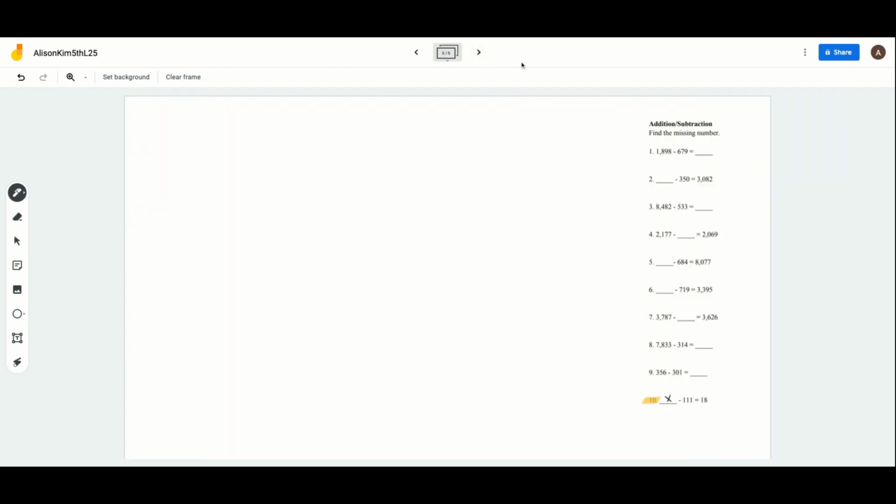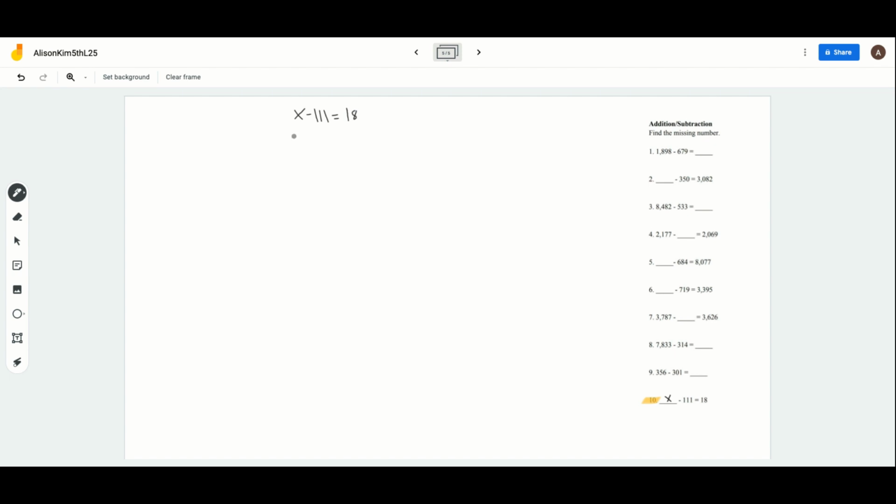Now let's do number 10 for addition and subtraction. This isn't just regular addition and subtraction. This worksheet has some blank spaces for the factors, and we're going to do number 10 together because it is an example of that. It gave us a blank space, but I'm going to substitute that for x, a variable. So our new equation is going to be x minus 111 equals 18.